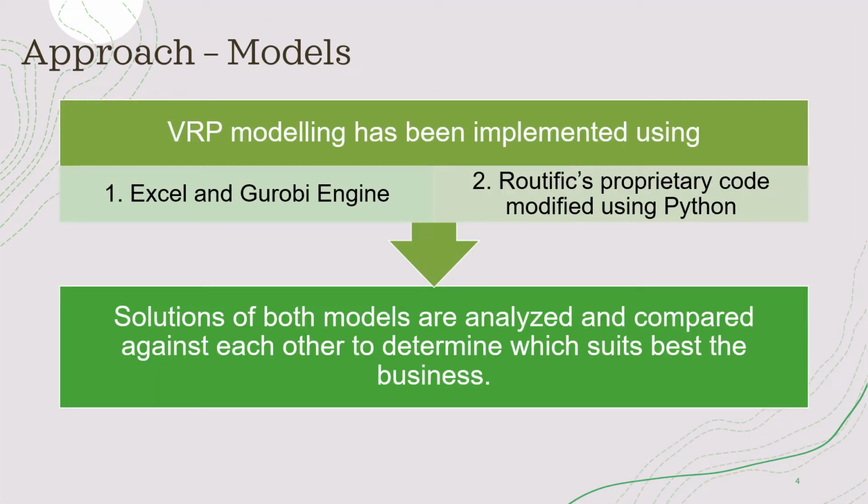As we approach the problem, two VRP models have been used. The first one was the Excel model using the Gurobi engine. The second one was researched online through a website called Routific, and it's a proprietary code using Python. The solutions of both models were analyzed and compared against each other to determine which suits the business best.